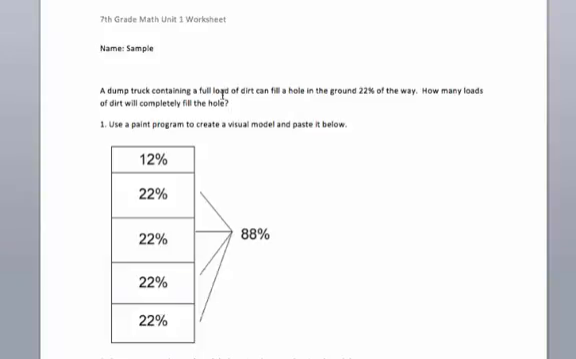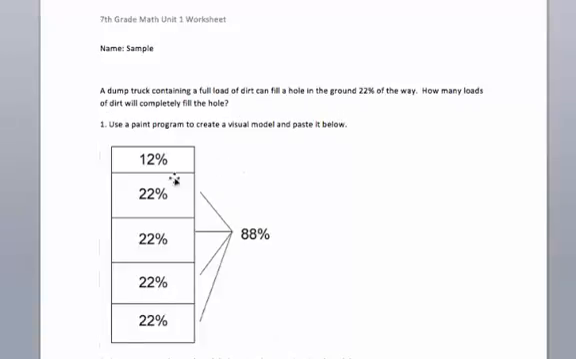So here's kind of a spin-off of one of the worksheets. I changed the numbers and whatnot. A dump truck containing a full load of dirt can fill a hole in the ground 22% of the way. How many loads of dirt will completely fill the hole? And then 1, use a paint program to create a visual model and paste it below.